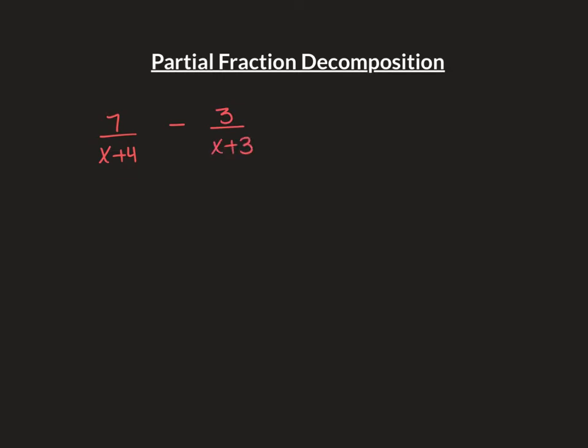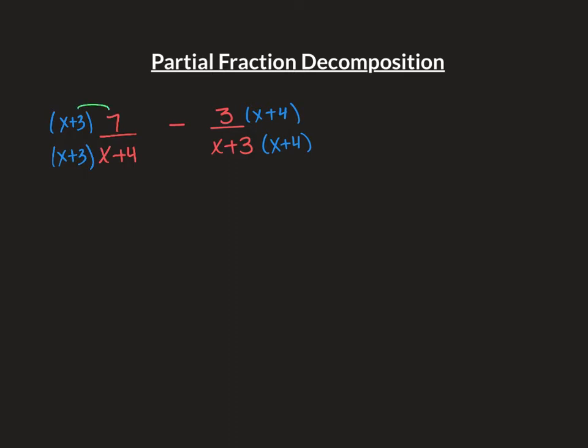So I'm asking you to subtract these two fractions. So we know that in order to add or subtract fractions, we need a common denominator. So we know that this side must need an x plus 4, and whatever I do to the bottom, I do to the top. And this side needs an x plus 3. Whatever I do to the bottom, I do to the top. And then we can simplify this.